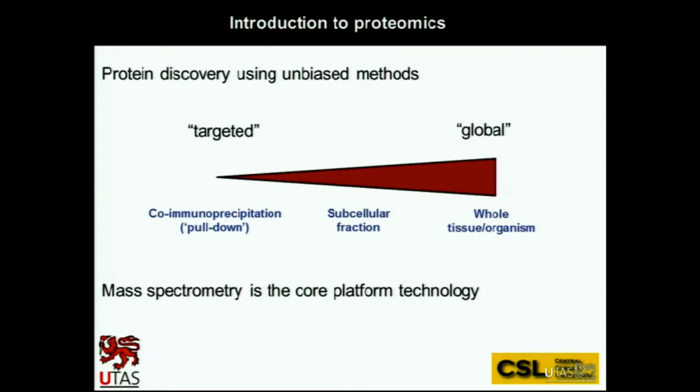And for those of you who aren't familiar with proteomics, it's really a term used to describe protein discovery using unbiased methods, and it can range in complexity from quite targeted analysis, where you mainly have a handful of proteins, through to just a fraction from a cellular lysate, through to a whole tissue or organism. And whatever your application, really mass spectrometry is the core technology.